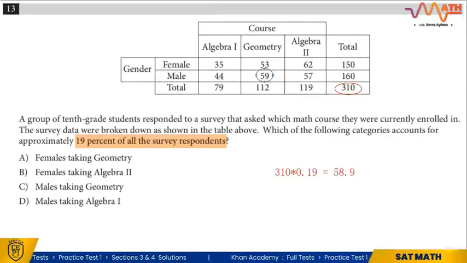males taking geometry, yes, males taking geometry. That'll be the answer. 57 looks like close, but it's not really close to 59, right? Not 57. So we can say the 19% of the survey, like males taking geometry.